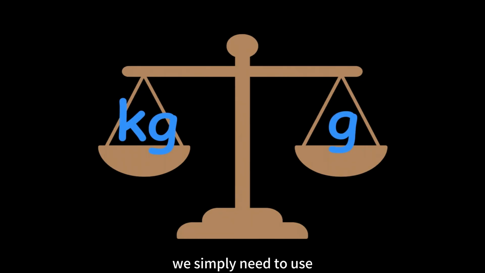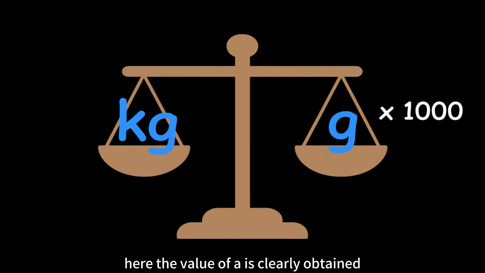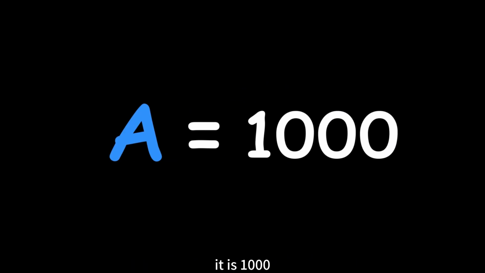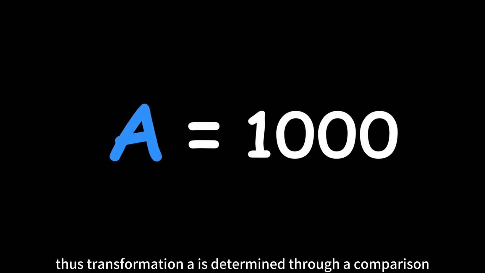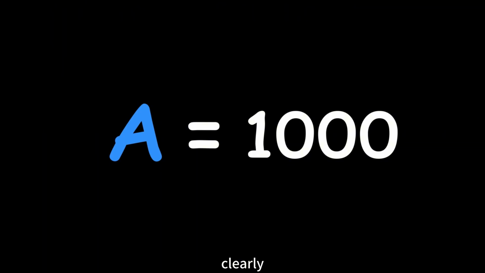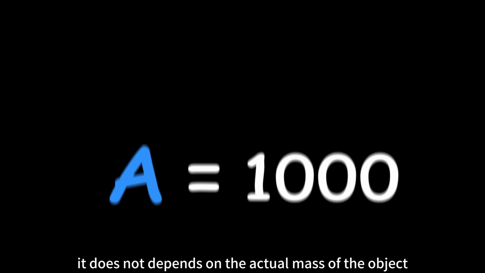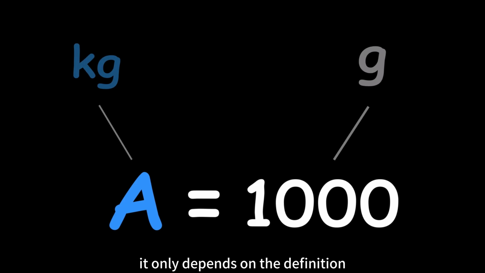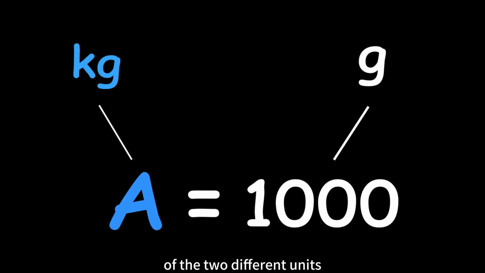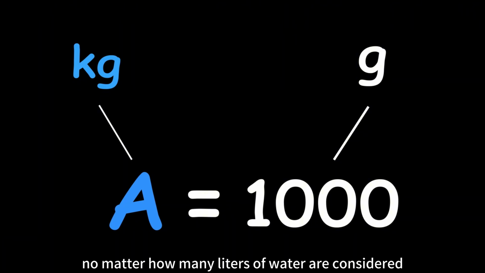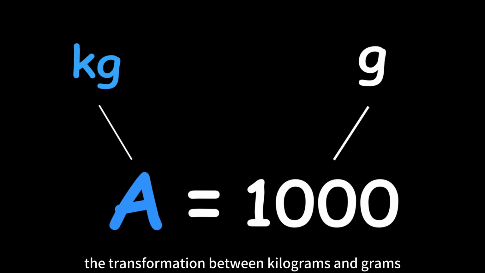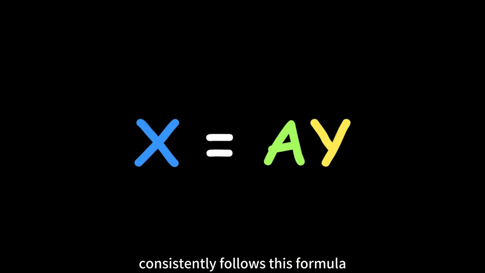We simply need to use a balance to measure how many grams are equivalent to 1 kilogram. Here, the value of A is clearly obtained. It is 1000. Thus, transformation A is determined through a comparison of physical objects. Clearly, A does not depend on the actual mass of the object. It only depends on the definition of the two different units. No matter how many liters of water are considered, the transformation between kilograms and grams consistently follows this formula.